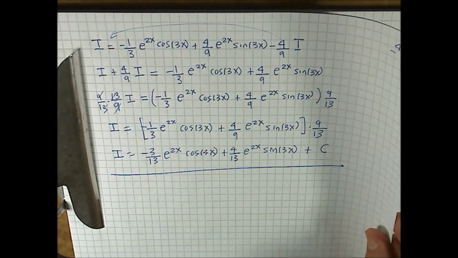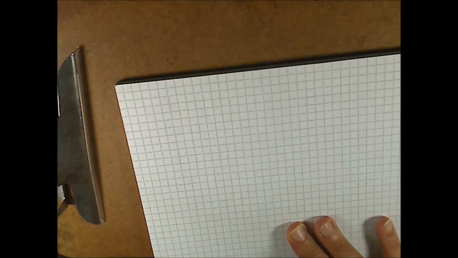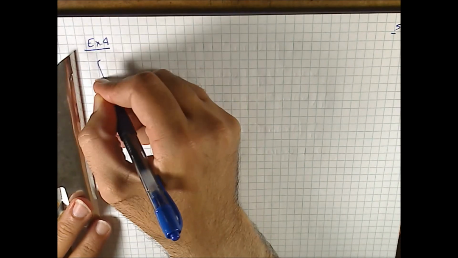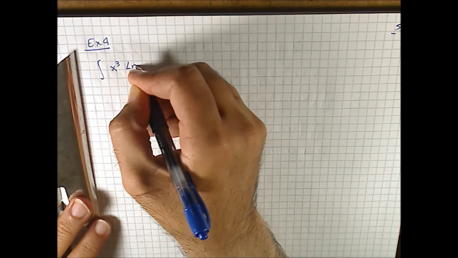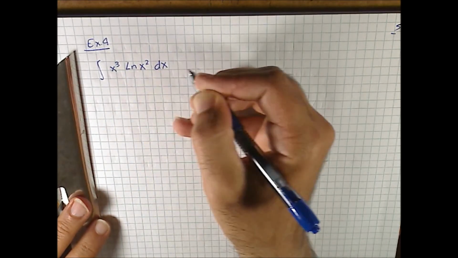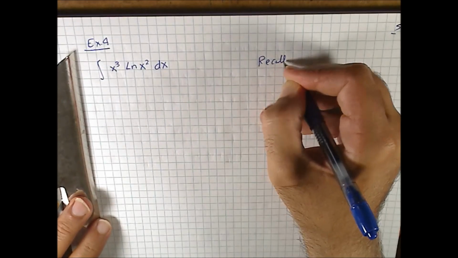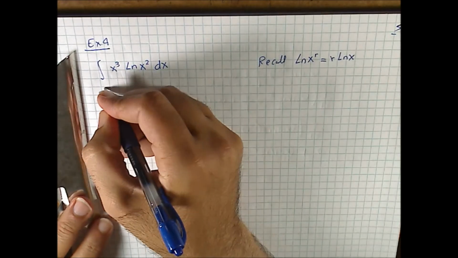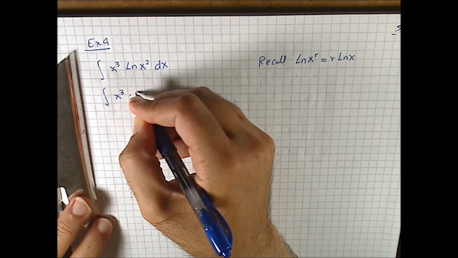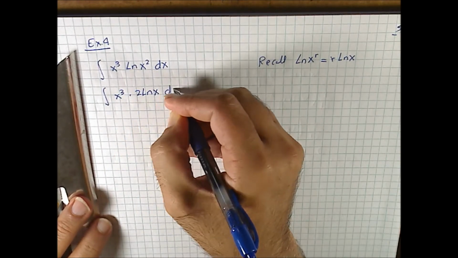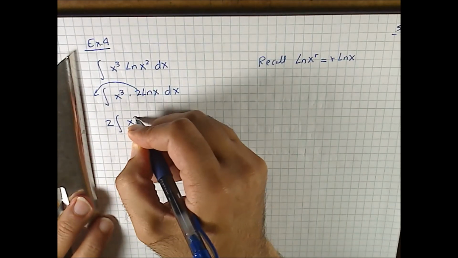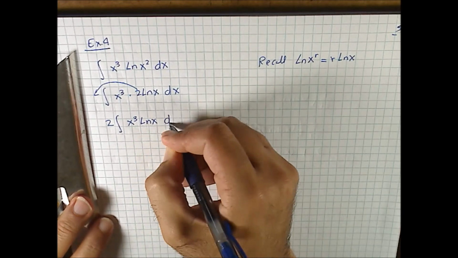Okay, let's look at another example. Example 4. Integral x cubed log of x squared dx. Recall ln of x to the r is r ln x. So let's write this as x cubed times 2 log x dx. Let's bring the 2 outside and we get 2 integral x cubed log x dx.